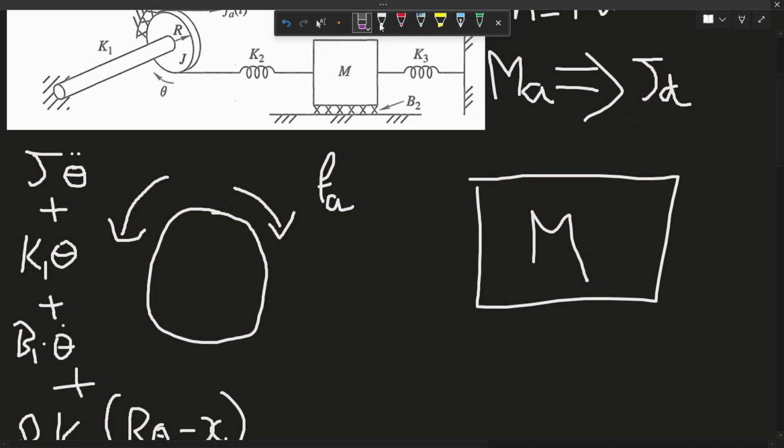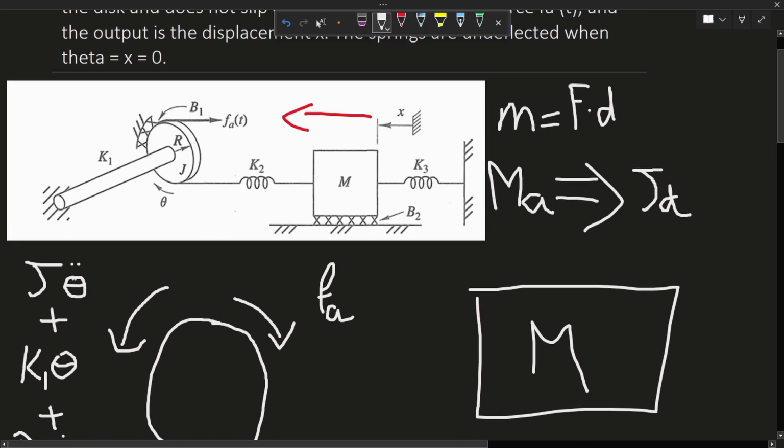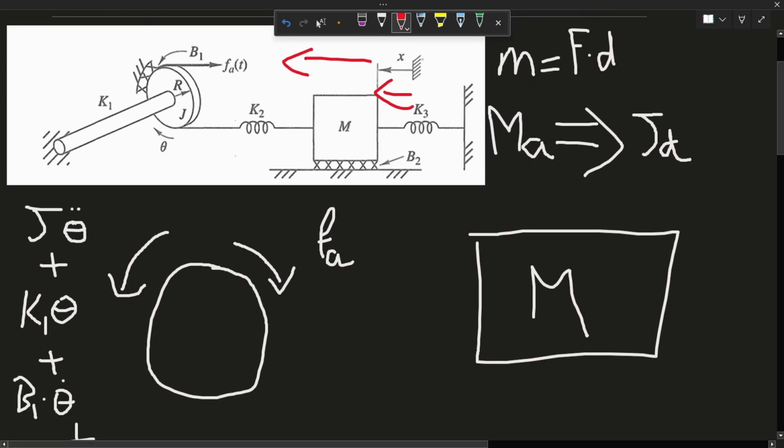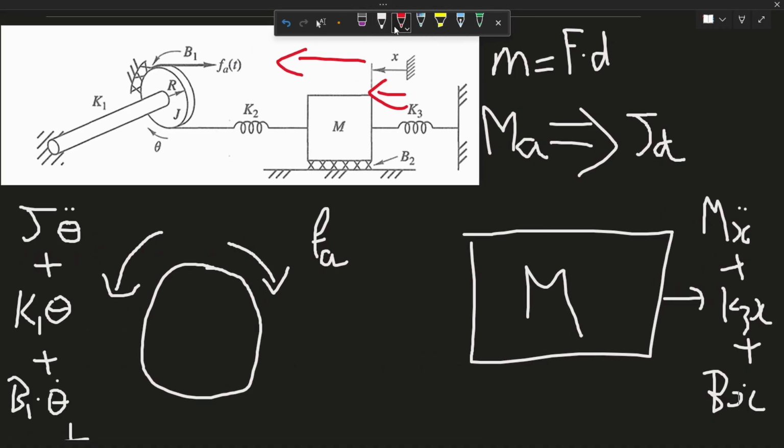It's that easy. Now, for our second free body diagram, we know that it's moving to the left, so its inertia is going to act to the right. There's also a spring, K3 x. There's also a damper force, B x dot. And you also have your spring. Springs, almost 90% of the time, are going to pull things towards themselves. Okay? Like that way. Understand?